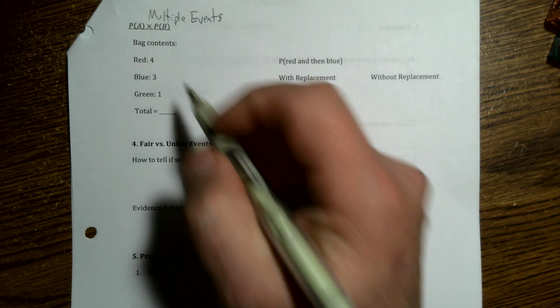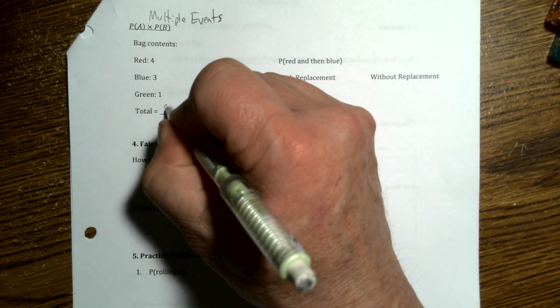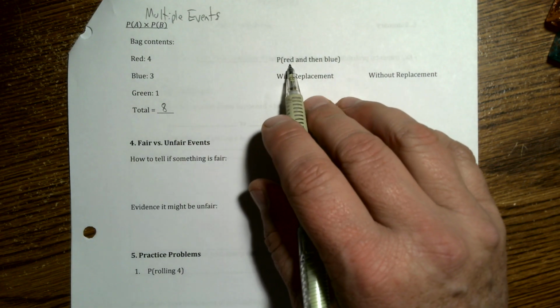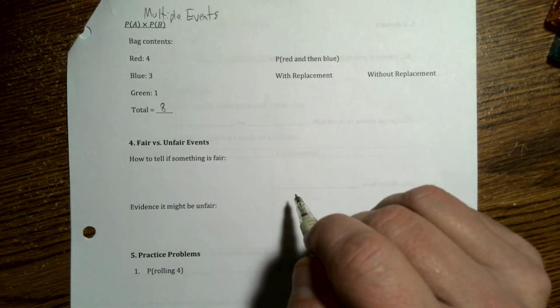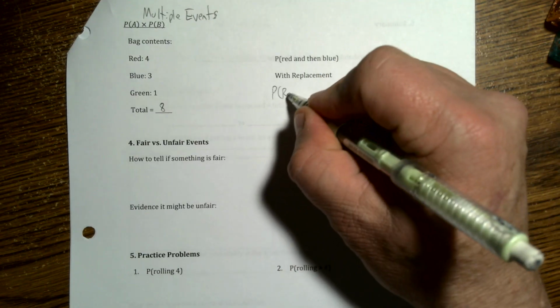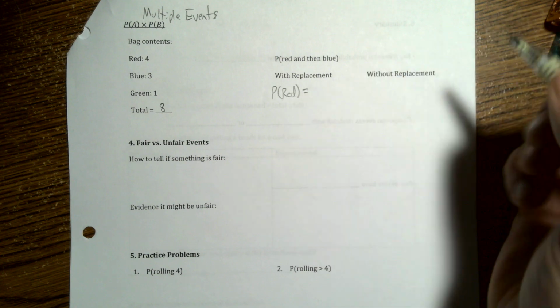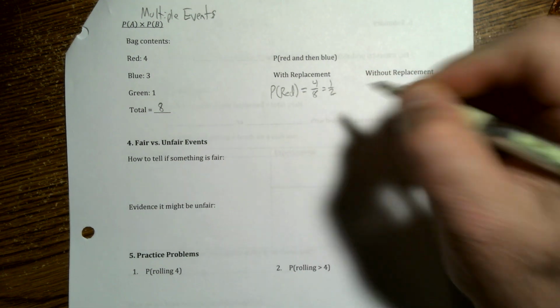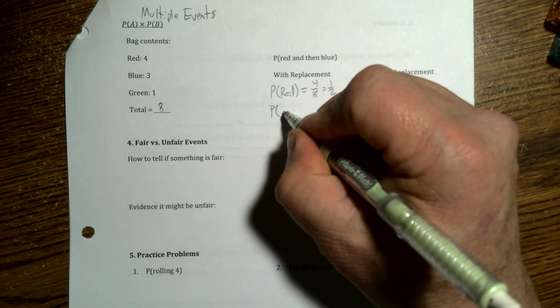So let's go back to this bag here. We still have 8 total. Now here, what's the probability of a red and then pulling a blue? Well, the probability of a red, P of red, that is going to be 4 out of 8, right? Or 1/2.